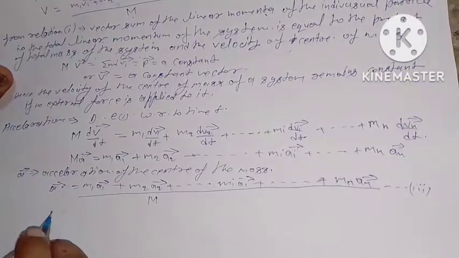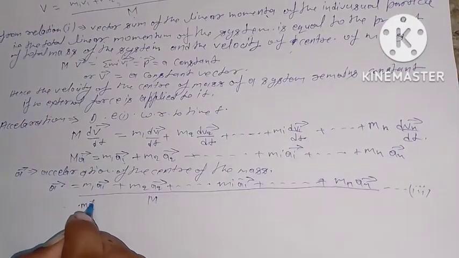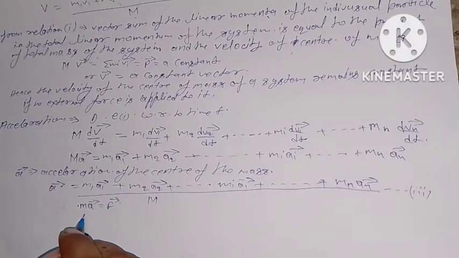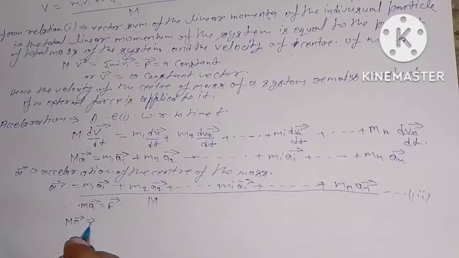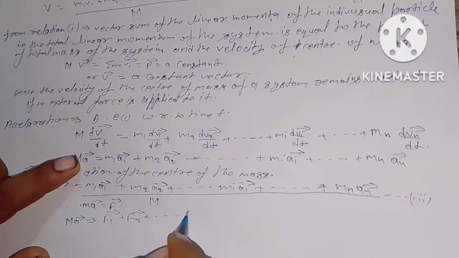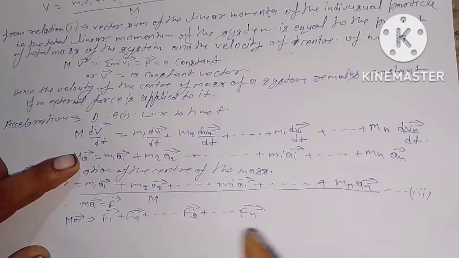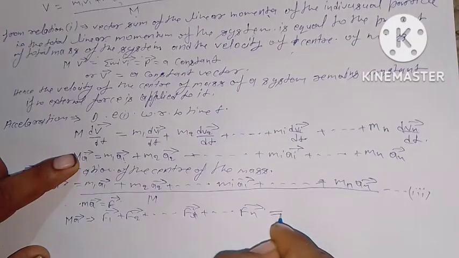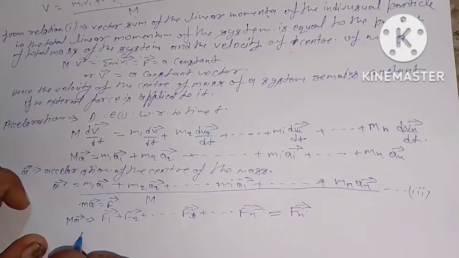According to Newton's second law of motion, m into vector a equal to vector F. The external force acting on different particles is capital M into vector A equal to F1 vector plus F2 vector plus ... plus Fi vector plus ... plus Fn vector, total capital F vector. This is the external force acting on different particles.